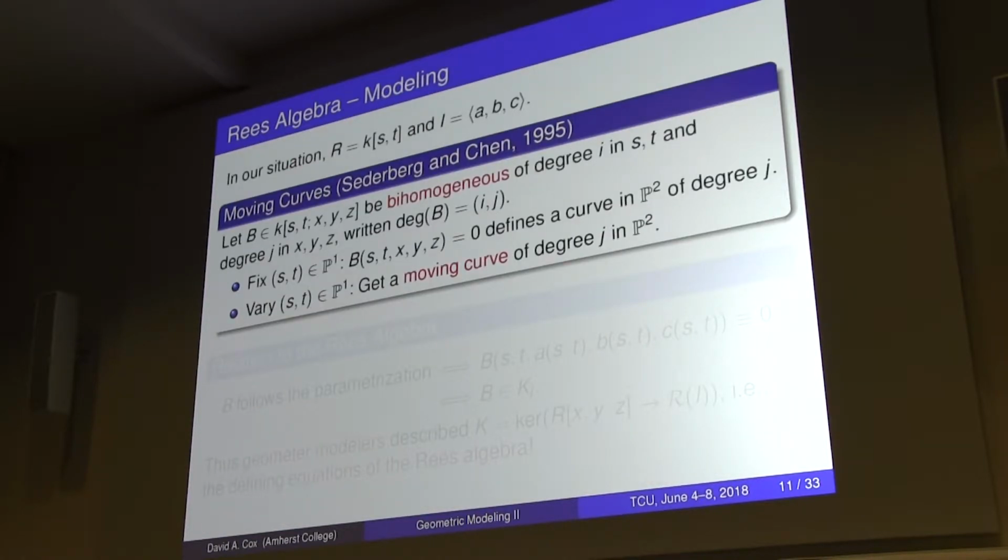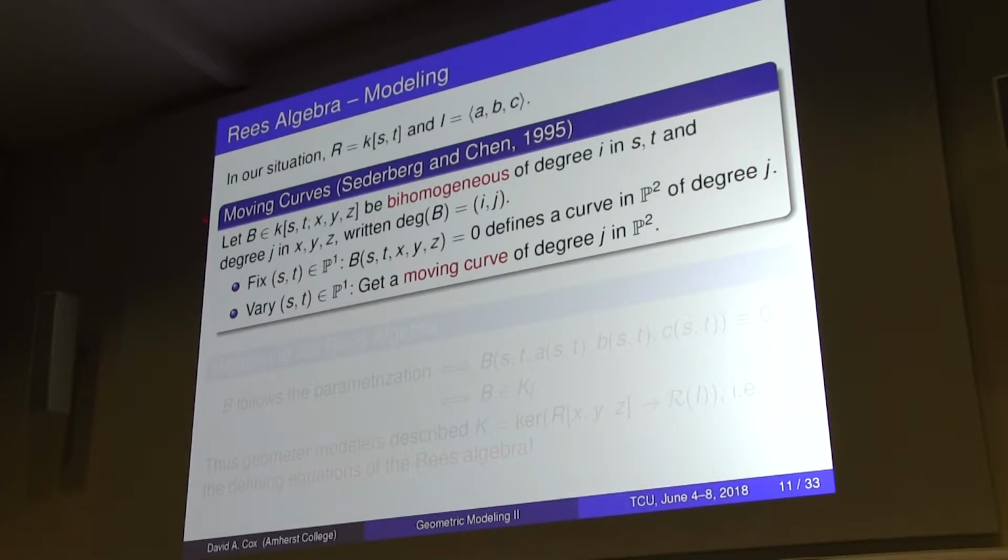But now that's algebra. Let's think about the modeling aspect. So again, it's our usual thing. Here's a definition from the Sederberg and Chen paper of 1995. You take a bihomogeneous polynomial. It'll have degree i in s and t, and degree j in x, y, z. So I'll write the bi-degree as that.